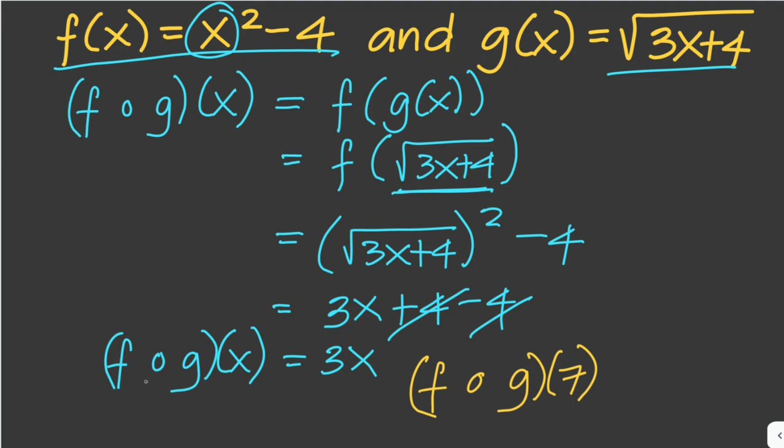Okay, so we now have f of g of x, which is equivalent to 3x. Now we need to solve f of g of 7, which means that our domain will be replaced by 7. The value of our x is 7. So we just plug in the value of x here, which is 7. So 3 times 7, and that is equal to 21. So f of g of 7 is equal to 21.